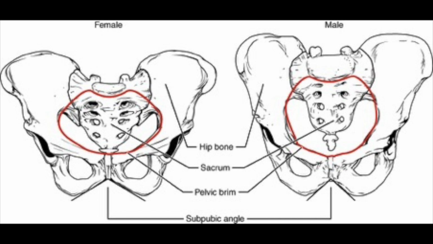The sacrum is noticeably different in males and females. In males, the sacrum is longer and narrower. In females, the sacrum appears much shorter and wider. This increases the size of the female pelvic cavity for childbirth.